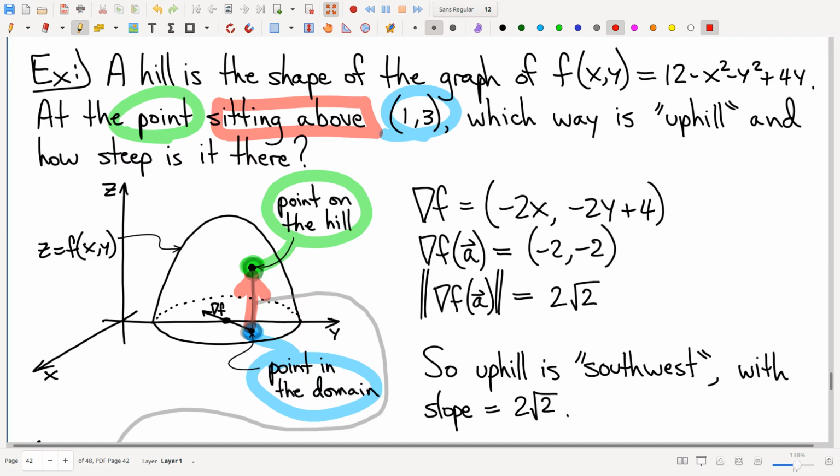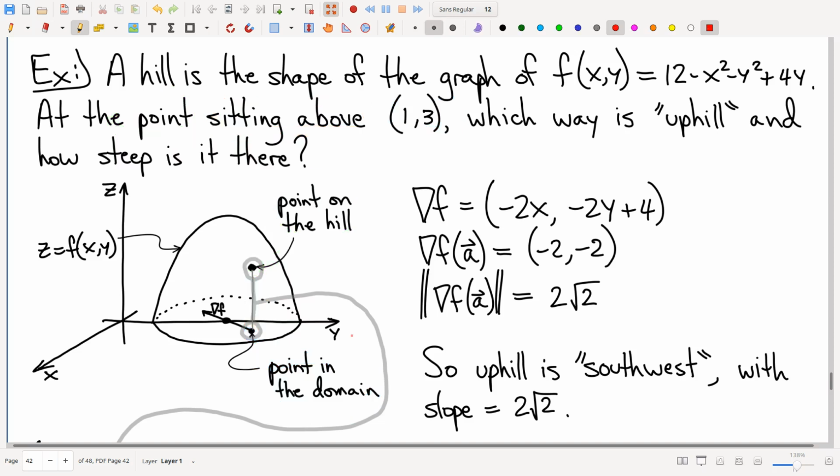Okay, now with that noted, let's actually answer the question. So the question says, first of all, which way is uphill? We have an answer to that question. The direction of steepest ascent. Uphill is just a shorthand for in what direction is the altitude increasing the fastest. In other words, direction of steepest ascent. So the direction of steepest ascent, you get that by computing the gradient.